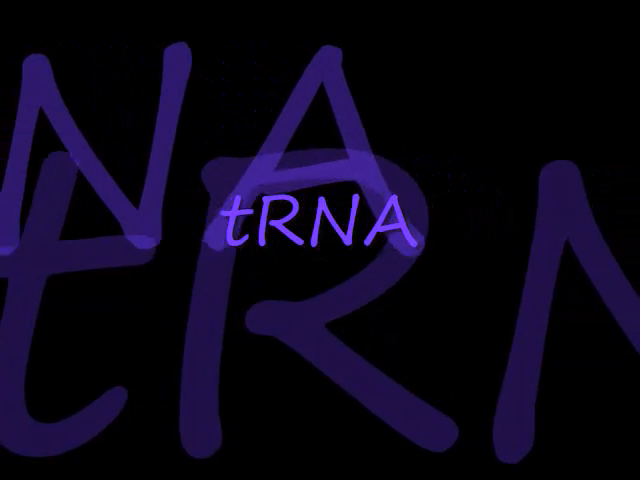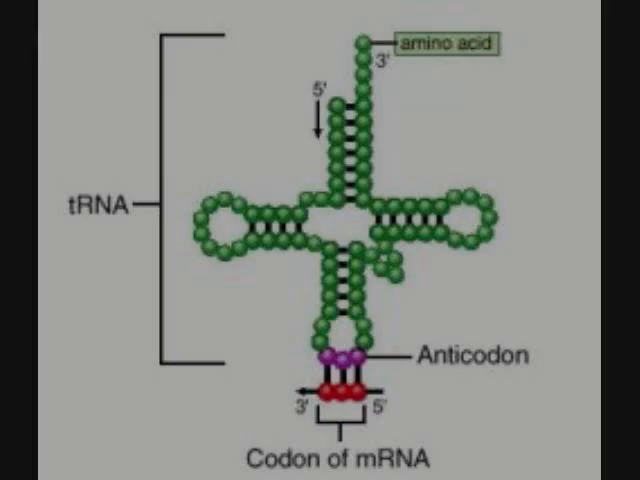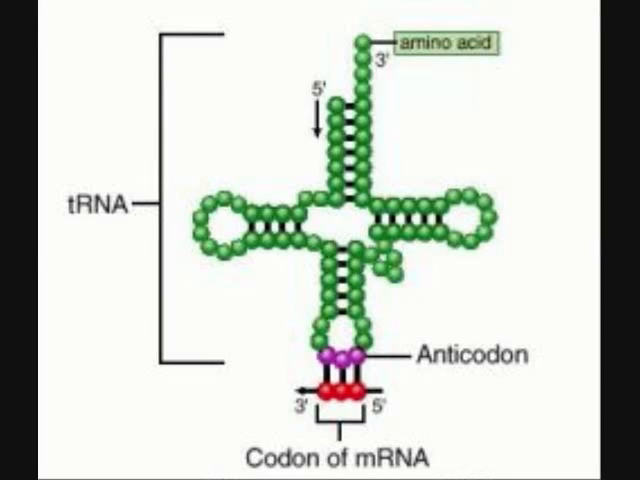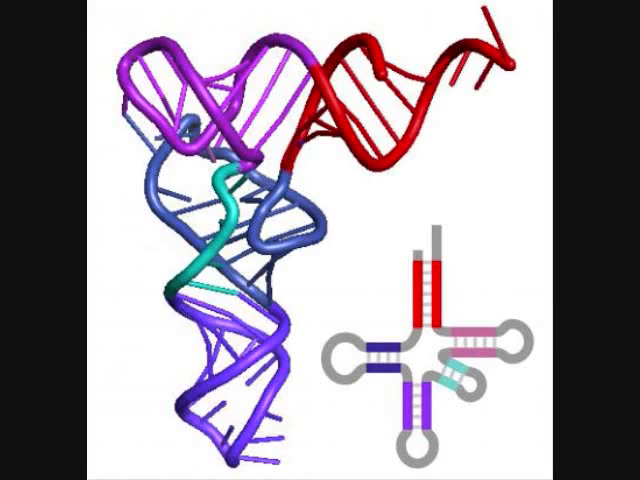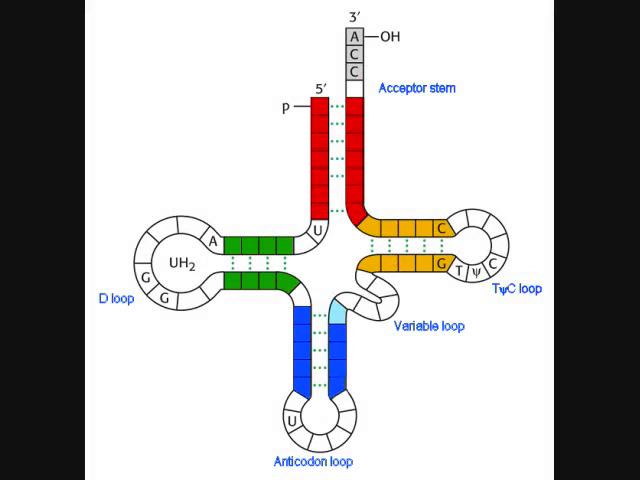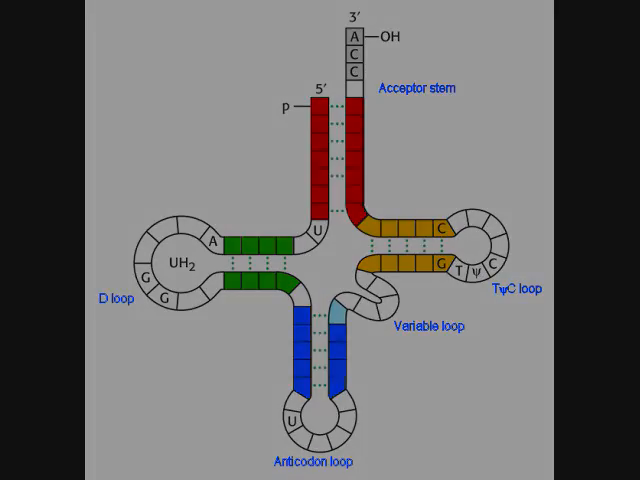tRNA. Transfer RNA has a specific amino acid attachment site. It also has an anticodon. Anticodons are usually written in the 3' to 5' direction, opposite of the mRNA codons, which are in the 5' to 3' direction. Its function is to carry amino acids to ribosomes during translation.